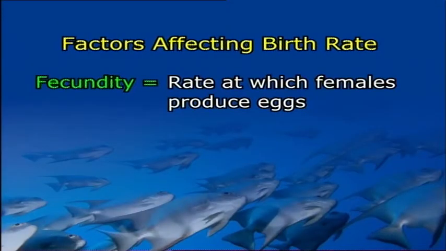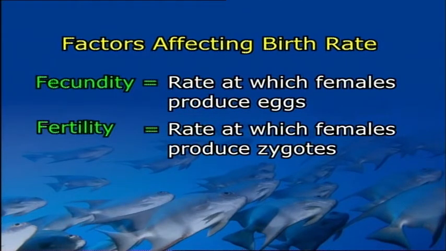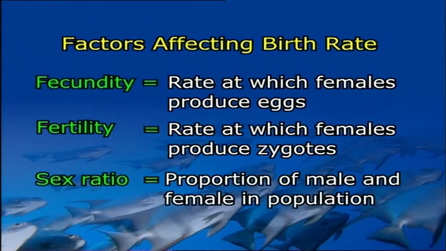Natality rate usually increases during period of maturity and then falls again as organism gets older. Fecundity, that is the rate at which females produce eggs, fertility, that is rate at which females produce zygotes, and sex ratio, that is proportion of male and female in a population, affect birth rate.